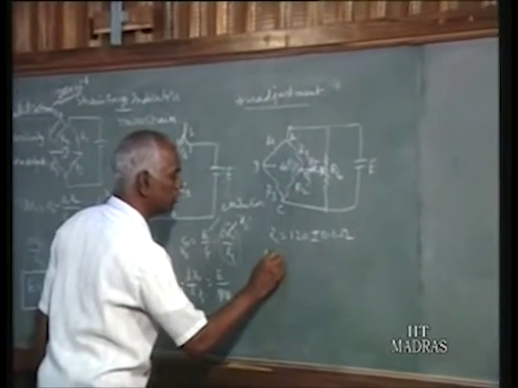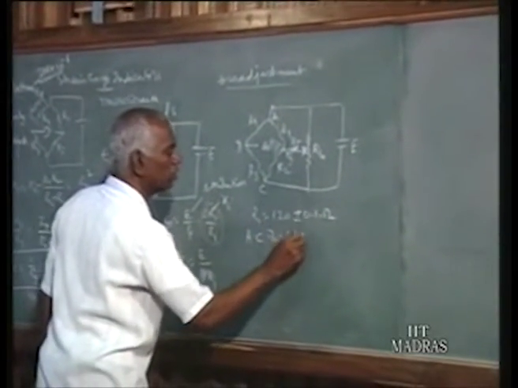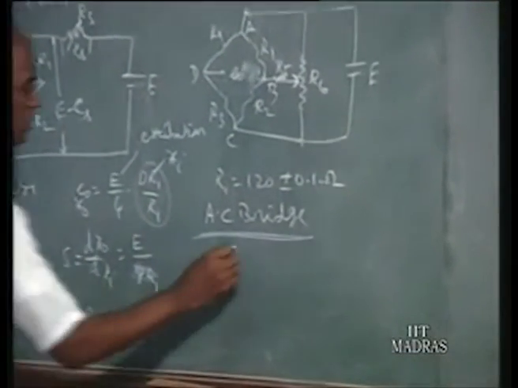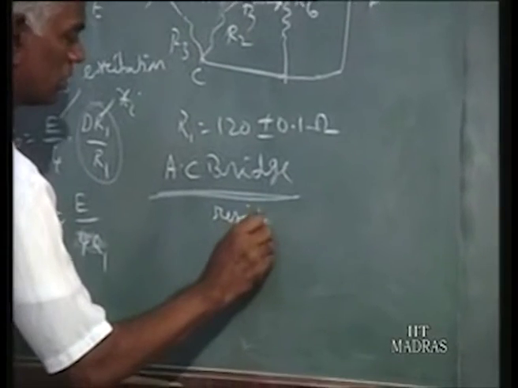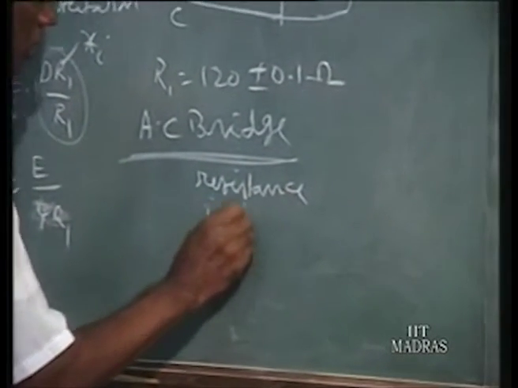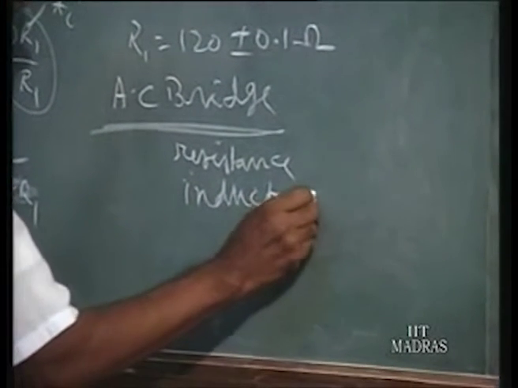Now we have the AC bridge also in usage in mechanical measurements. Now the AC bridge is made up of resistance, inductance and capacitance.